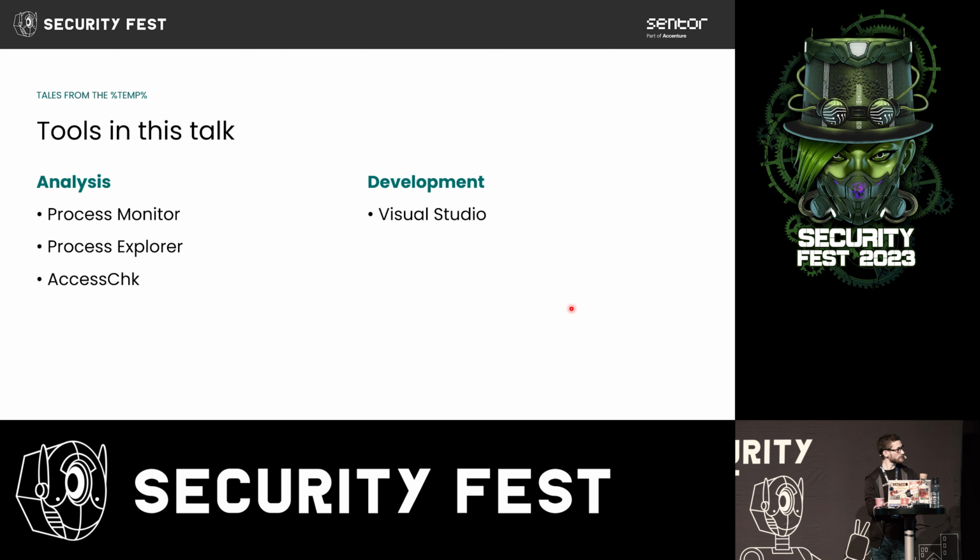All right, these are the tools that I've used. There are a few screenshots that I just want to mention. Sysinternals has great tools for analyzing what processes and programs do on your system. AccessChk is useful if you want to look at an ACL for a named pipe, which I do in this case. And I usually just use Visual Studio for creating apps and payloads.